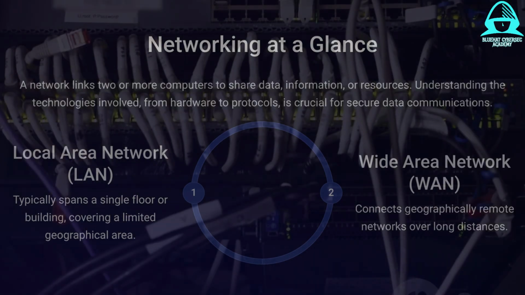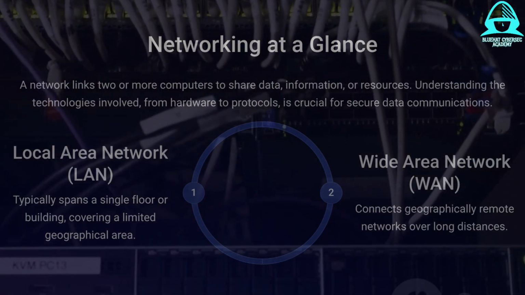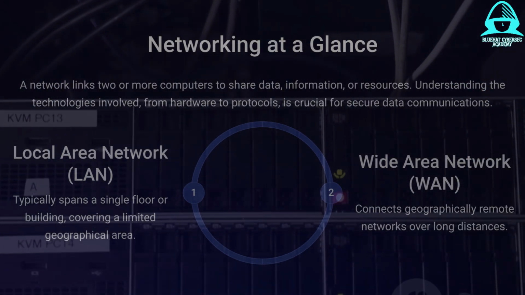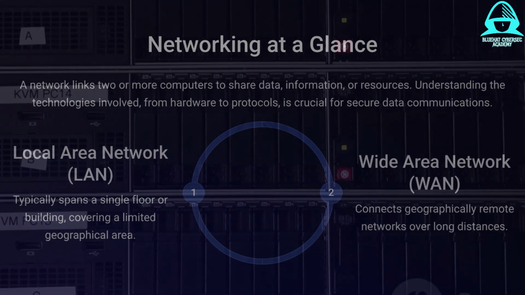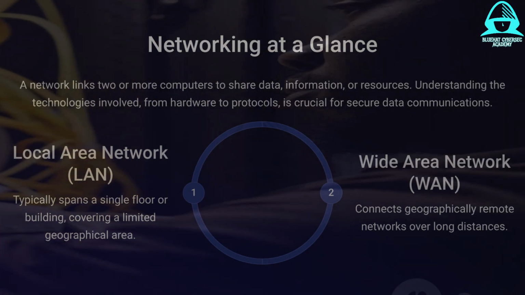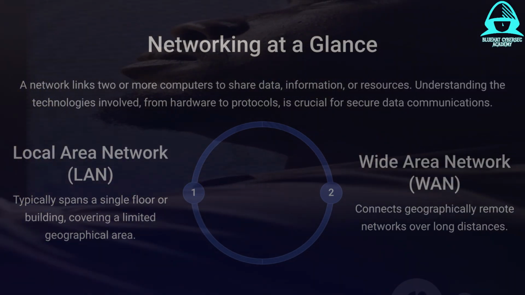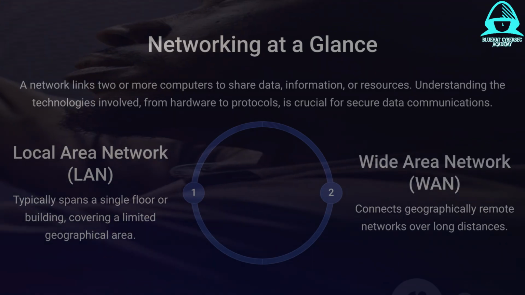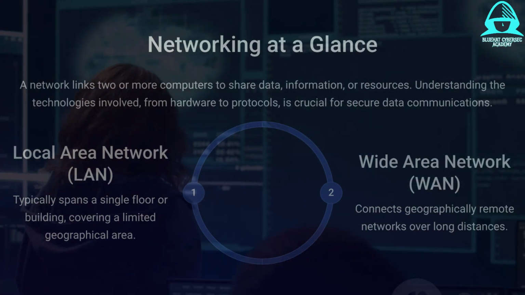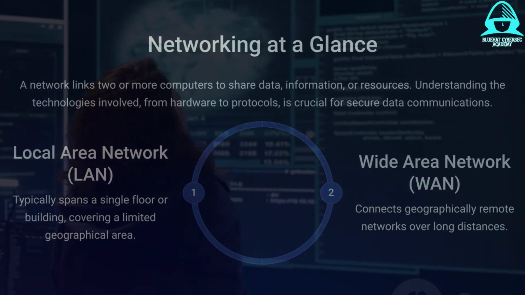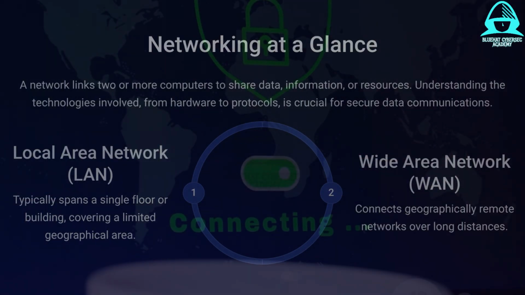Now let's begin with the basics of networking. What is networking? A network is simply two or more computers linked together to share data, information, or resources. To properly establish secure data communications, it is important to explore all of the technologies involved in computer communications. From hardware and software to protocols and encryption and beyond, there are many details, standards, and procedures to be familiar with. Now let's move further and look at the types of networks.